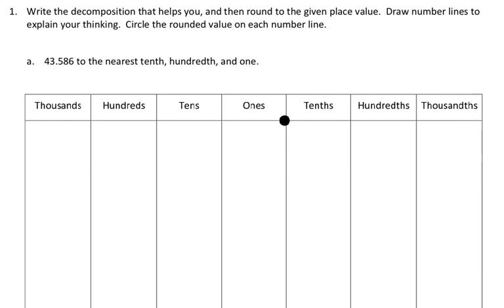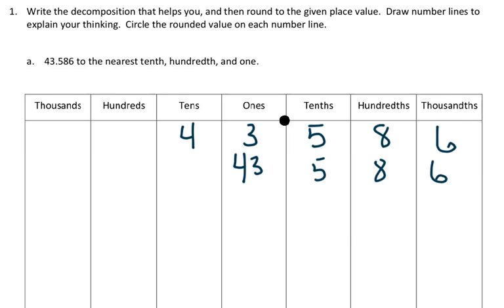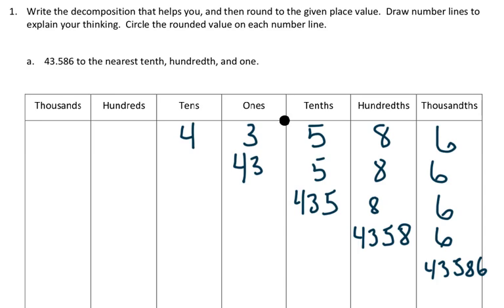So the first thing I'm going to do is I'm going to put this in my place value chart. 43 and 5 tenths, 8 hundredths, 6 thousandths. And just like yesterday, I'm going to decompose them down. Okay, so here it is all written in my place value chart.